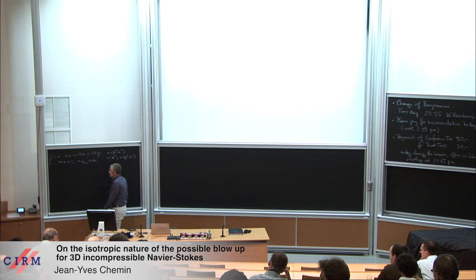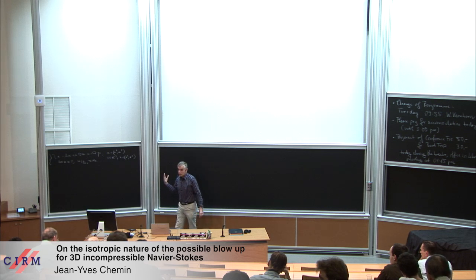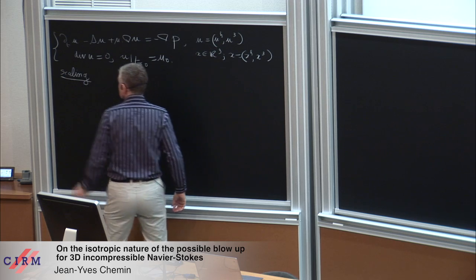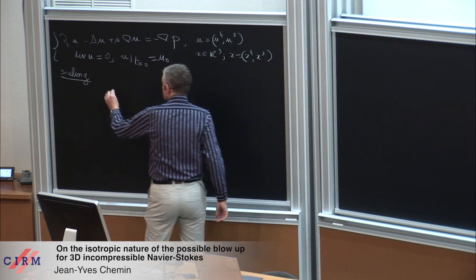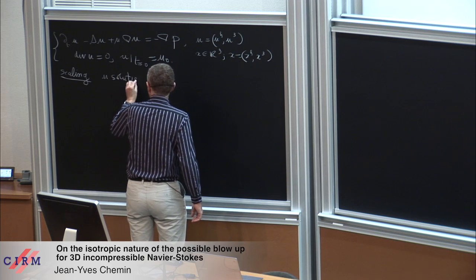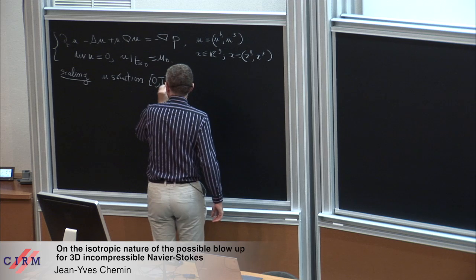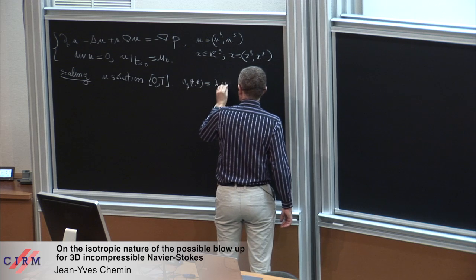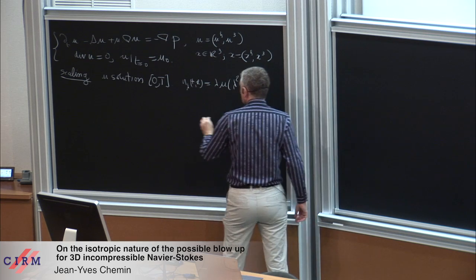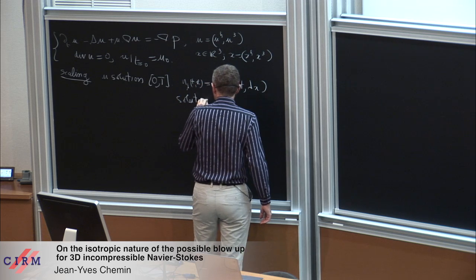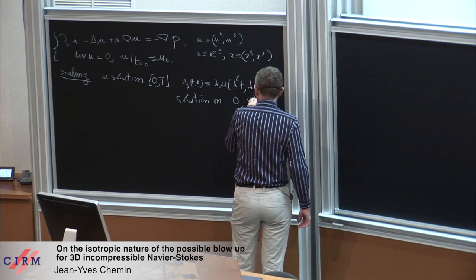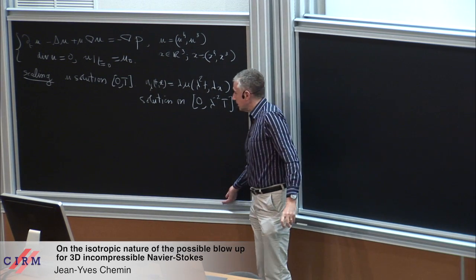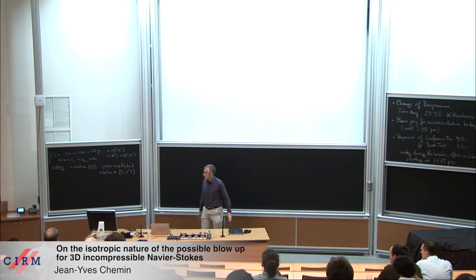And in 3D, one thing which is very important for well-posedness is the scaling. The scaling property, which will be important in all this talk: if u is a solution on a time interval (0,T), then u_λ(t,x), which is λu(λ²t, λx), is a solution on (0, λ^-2 T). This is very easy to check, and this is one of the main features of the equation. This scaling invariance is really very important.